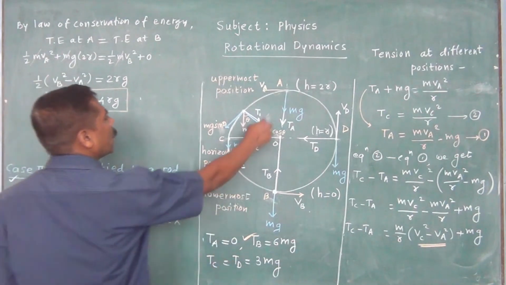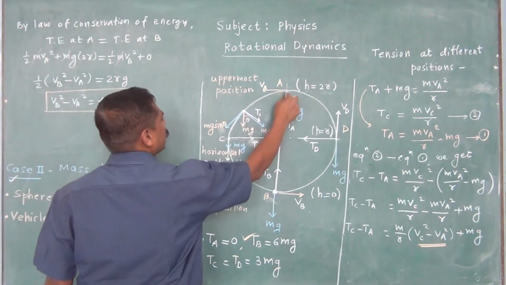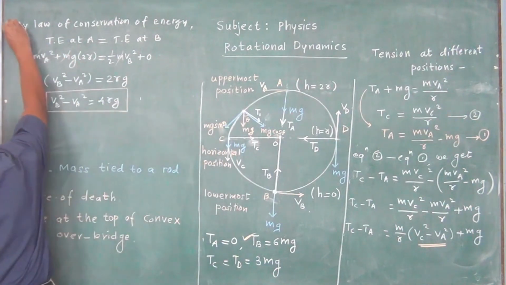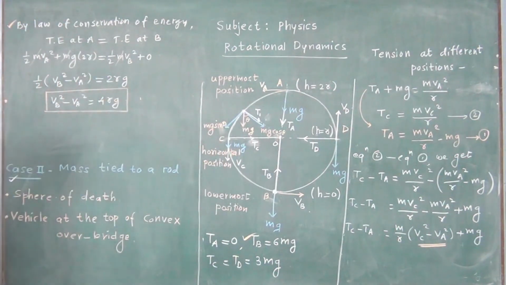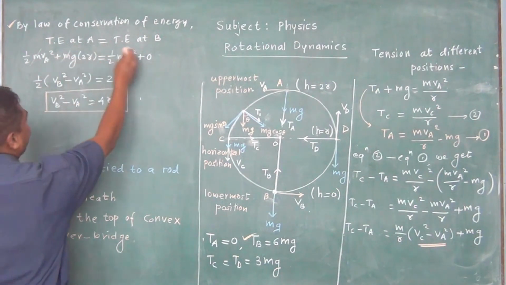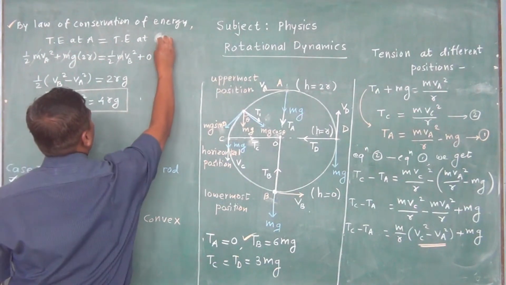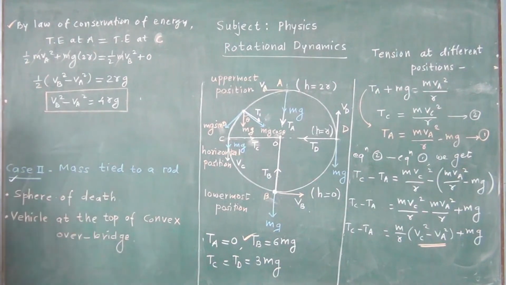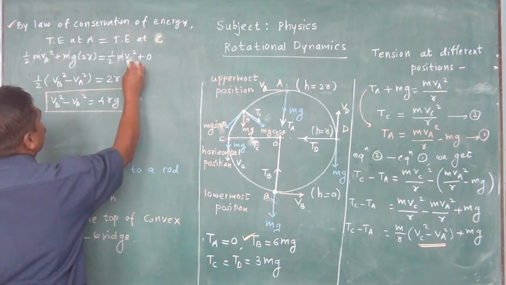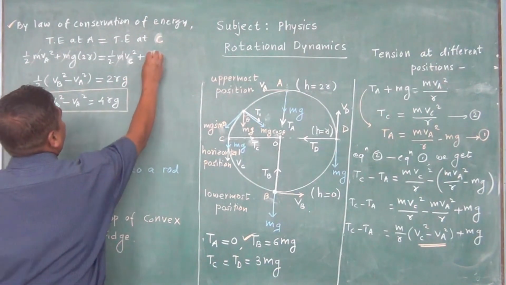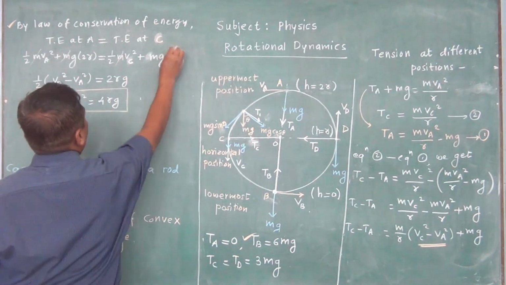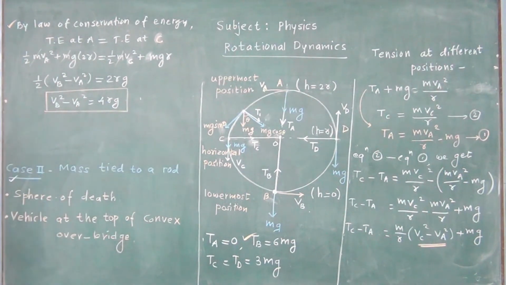We are thinking about these two positions. Again we can use the law of conservation of energy and find the value and put it here, at C. By using the law of conservation of energy, total energy at A is equal to total energy at C. So the total energy at C, you will find here, mgr. This is the potential energy.